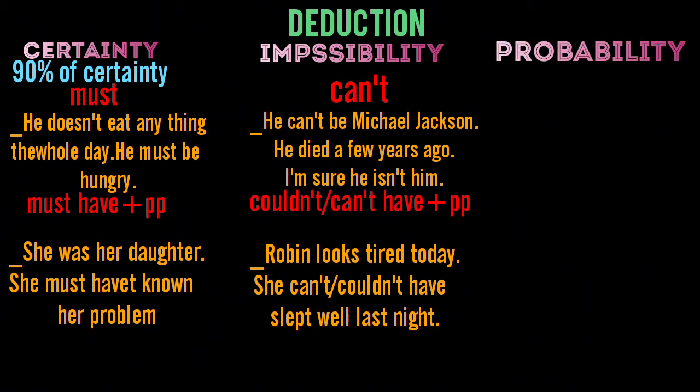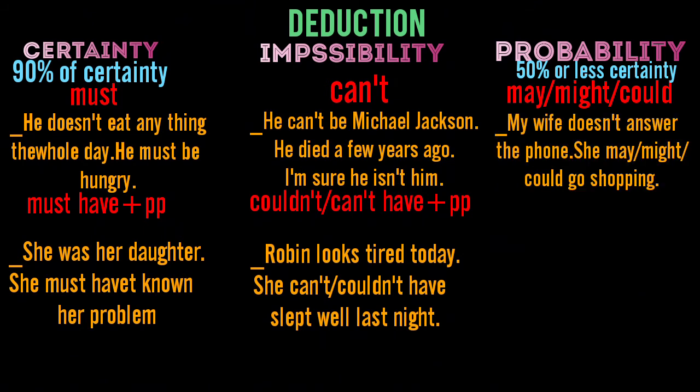Probability. To express probability, which means 50% or less certainty, we use may, might, or could. Those modal verbs convey the idea that a speaker is only 50% or less certain that something happens or will happen. Example: my wife doesn't answer the phone. She may or she might or she could go shopping.